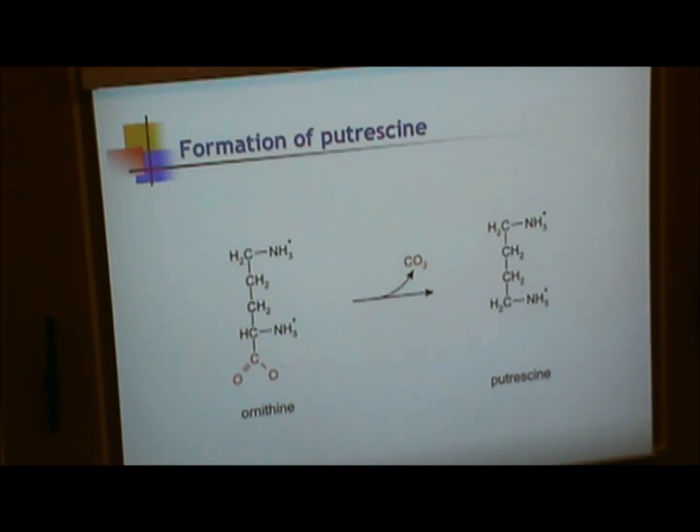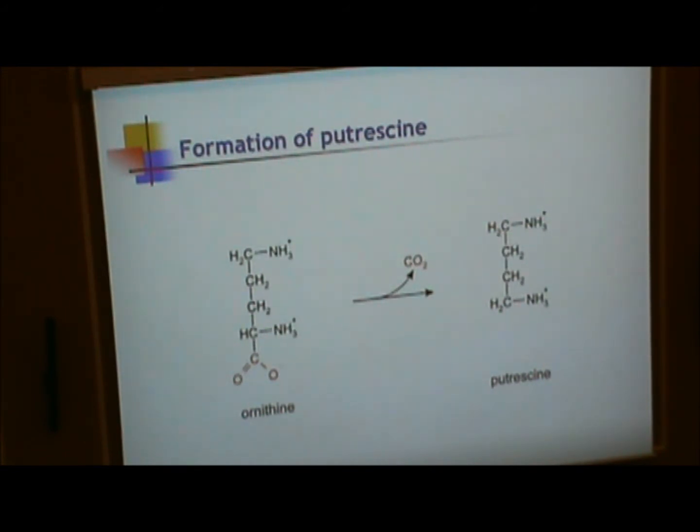The next biologically active substance is putrescine. Putrescine is a product of ornithine decarboxylation. This is the amino acid ornithine. This is its carboxylic group. So the carboxylic group is released in the form of carbon dioxide, and ornithine is converted into putrescine.